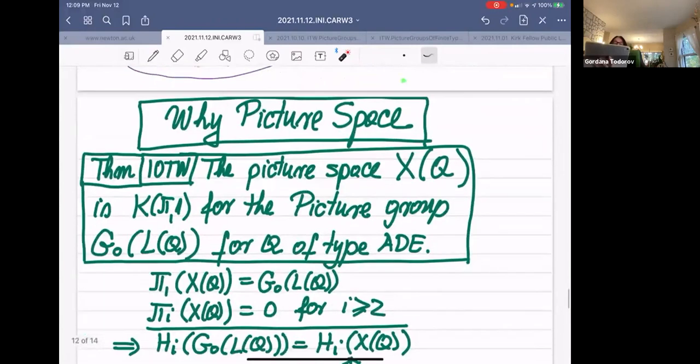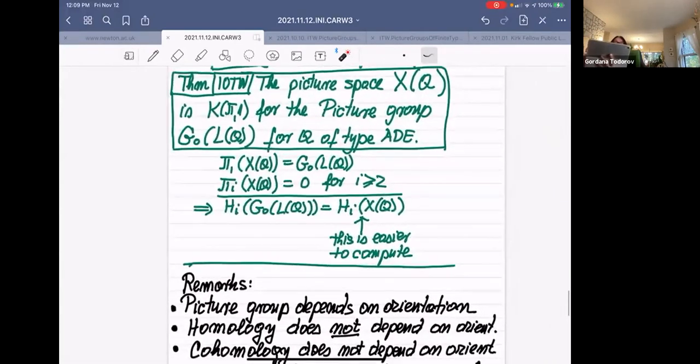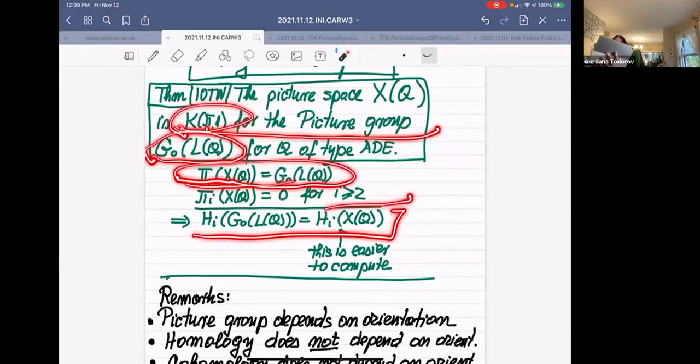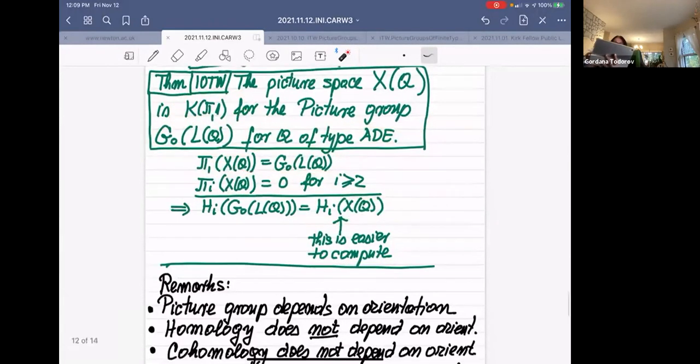And just a quick remark, why picture space? Picture space is K(pi,1) for the picture group, which means that it just has pi 1 and no higher pi's. But the main point is that the homology of the picture space is the same as the homology of the picture group, and the homology of the picture space is easier to compute. So that's kind of the idea of picture space.